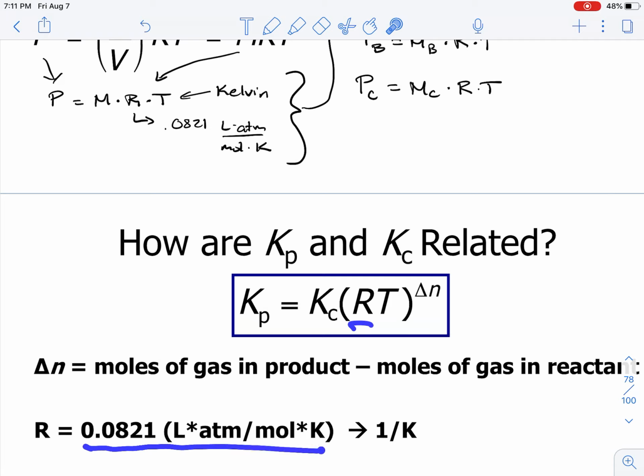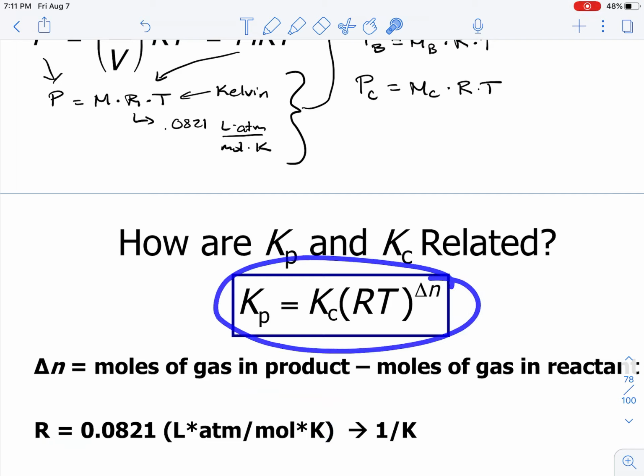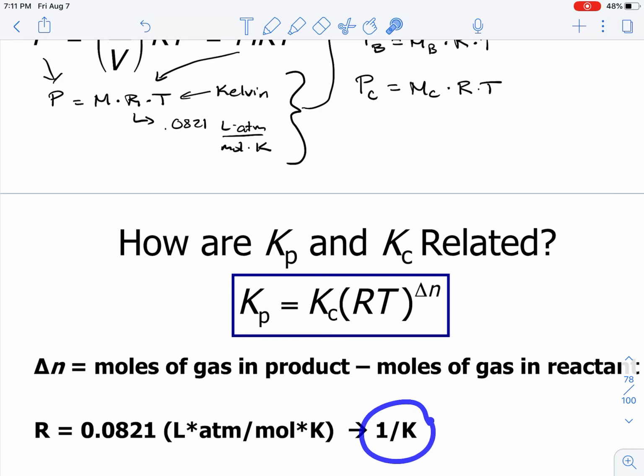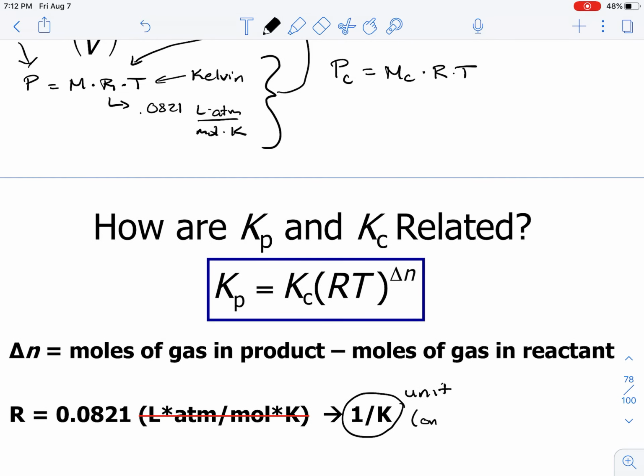R is going to be 0.0821. Now when you are using this equation, the unit for R is not going to be liters times atmospheres divided by mole Kelvin, it's going to be 1 over K. And so we're going to simply cross this out to serve as a reminder that the unit for R in this equation is going to be 1 over K, or 1 over Kelvin.